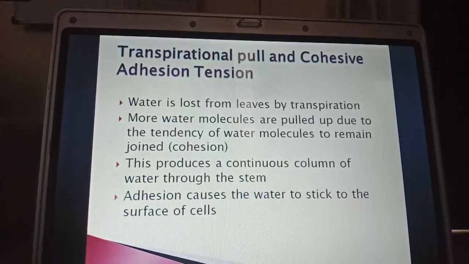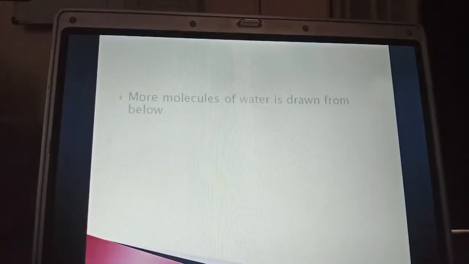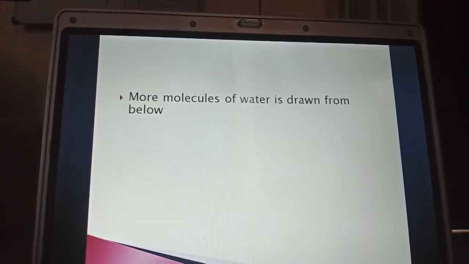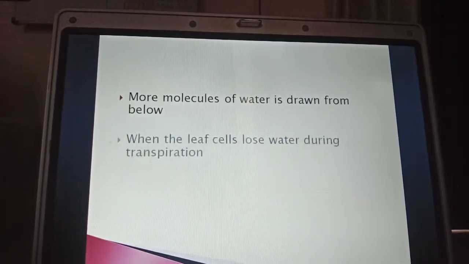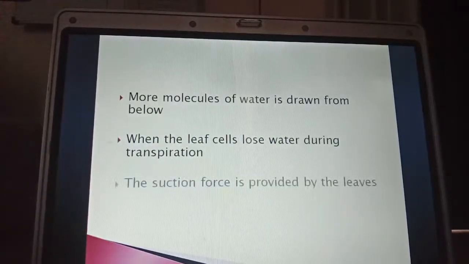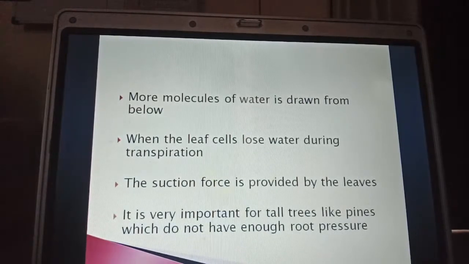Along with that, adhesion also causes the water to stick to the surface of cells. More molecules of water are drawn from below. In this way, both of these forces act together and more molecules of water will be drawn from below, that is from the soil. When the leaf cells lose water during transpiration, the suction force is provided by the leaves. It is very important for tall trees like pines, coconut, etc., which do not have enough root pressure.